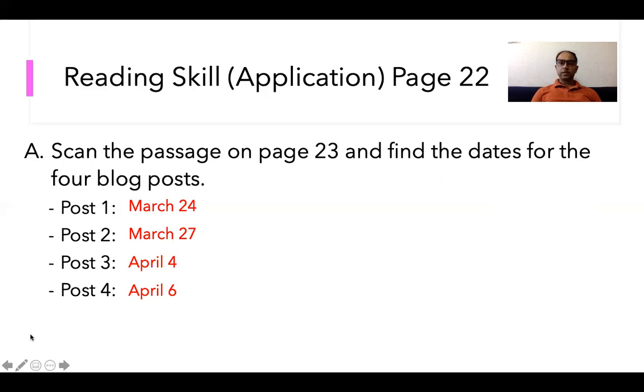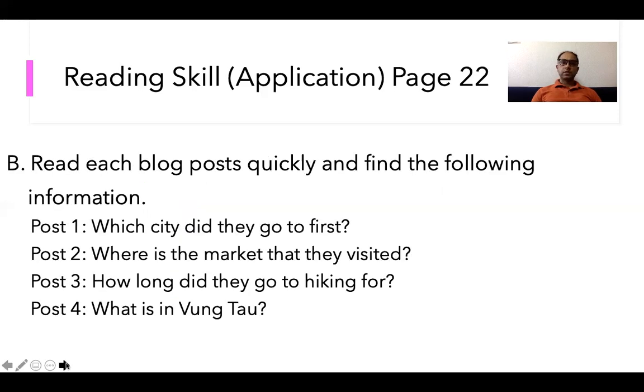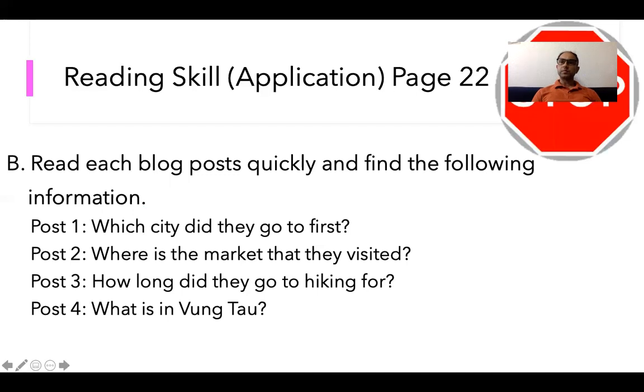Similarly, let's do the practice on exercise B. Exercise B is: read each blog post quickly and find the following information. You don't have to read everything. Try to scan for the keywords. Post 1: Which city did they go to first? Post 2: Where is the market that they visited? Post 3: How long did they go hiking for? And post 4: What is in Vung Tau? That's a city. Okay. Stop the video here again, and when you finish, come back to the video and check your answers.